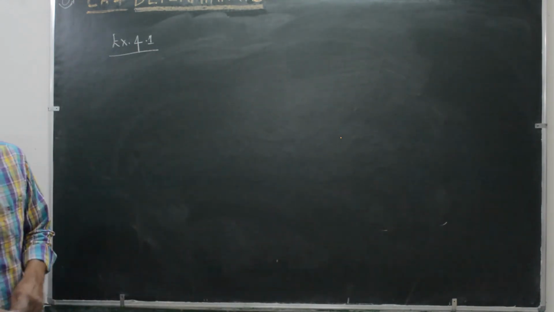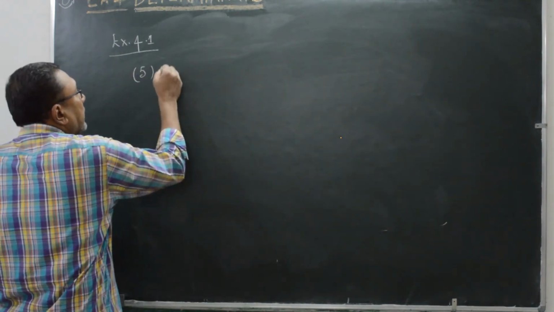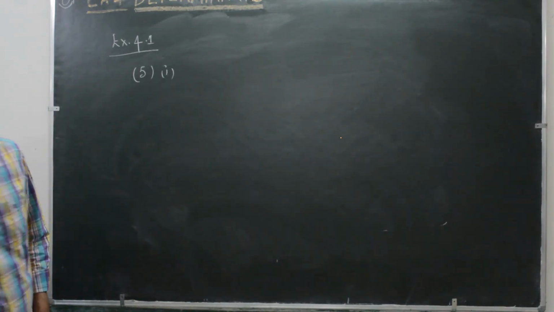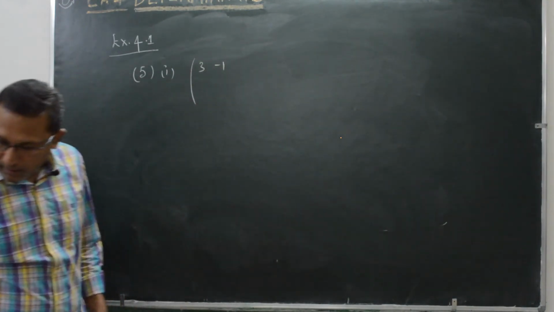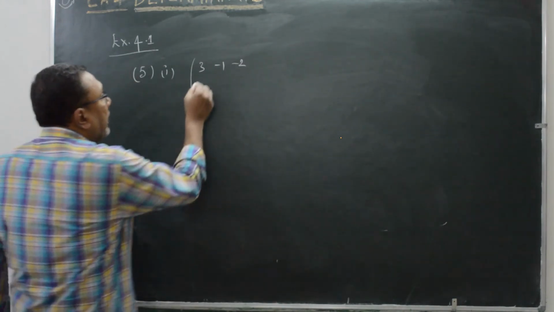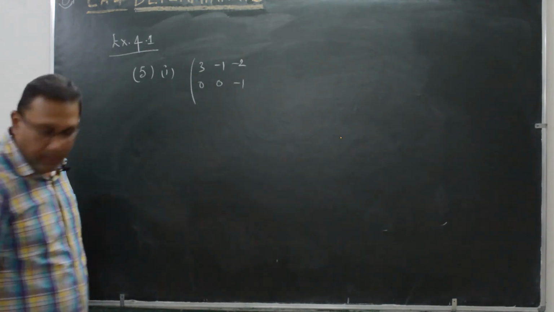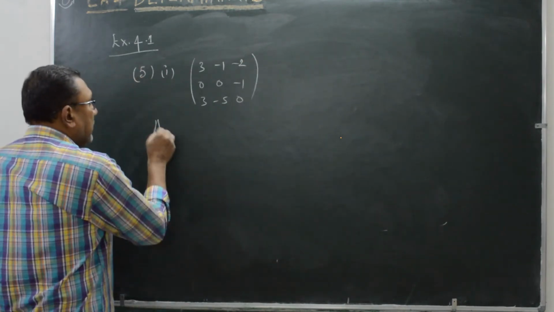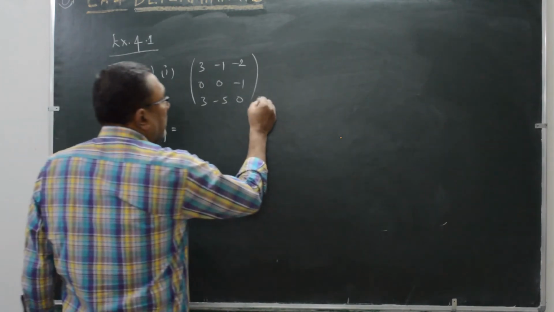What is the next problem? Evaluate the determinants. This is the fifth problem, sub question 1. He has given one matrix of order 3: minus 1, minus 2, and 0; 0, minus 1, 0; 0, minus 1, and 3, minus 5, 0, 3, minus 5, 0. Let us find the determinant value for this particular 3 by 3 order matrix.